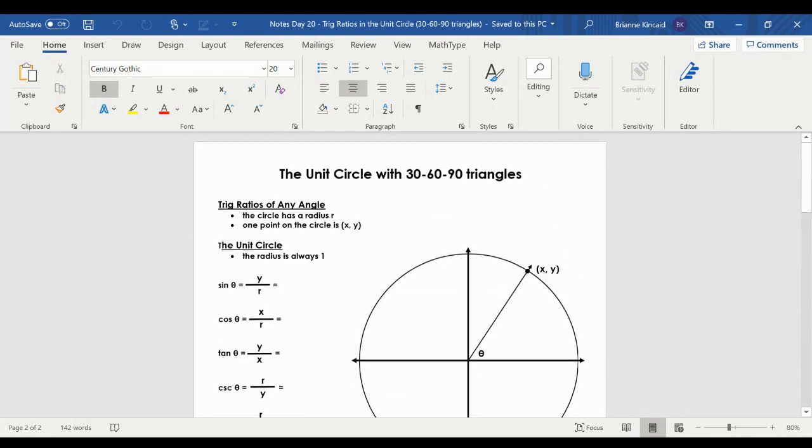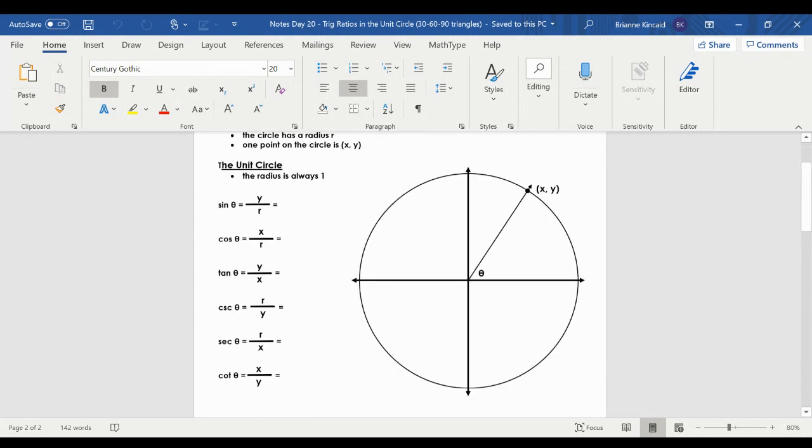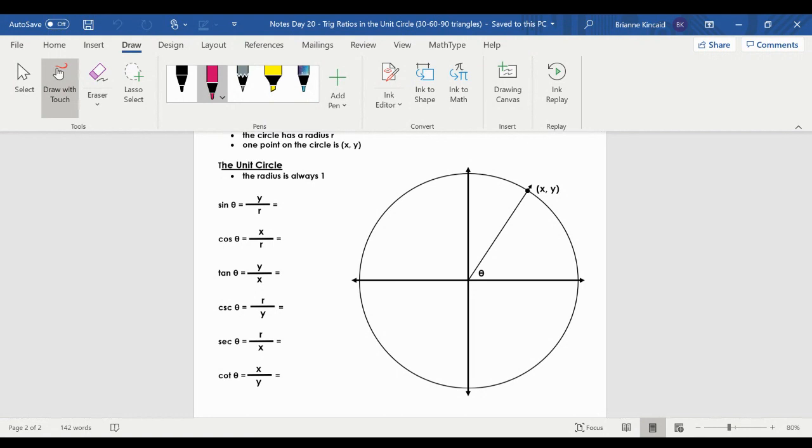Remember, unit circle, we're talking about a radius of 1. That means that sine is basically the y value, cosine is going to be the x value, cosecant, the reciprocal of sine, is going to be 1 over y, and secant, the reciprocal of x, is going to be 1 over x. Remember, not super important until you get to a pre-calc level. This is more from an algebra 2 standpoint, but keep that in mind.